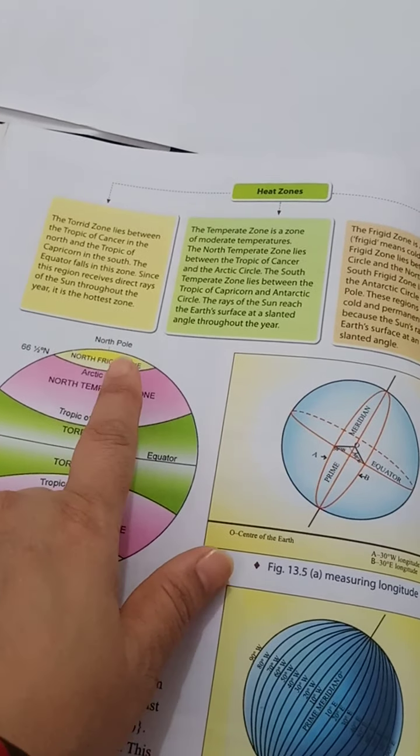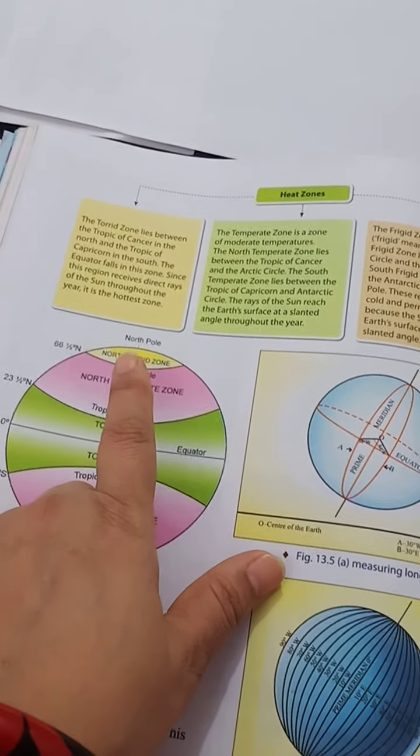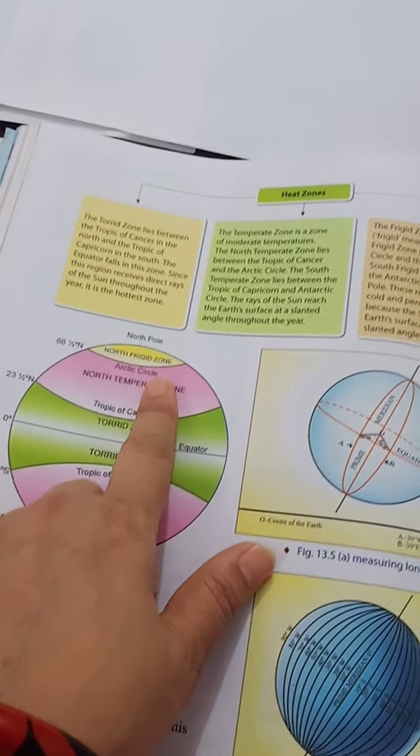So these are the three zones: torrid zone, temperate zone and frigid zone. Now we will read about these three zones in detail.